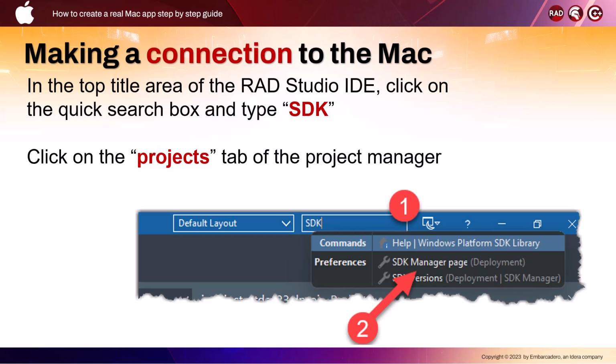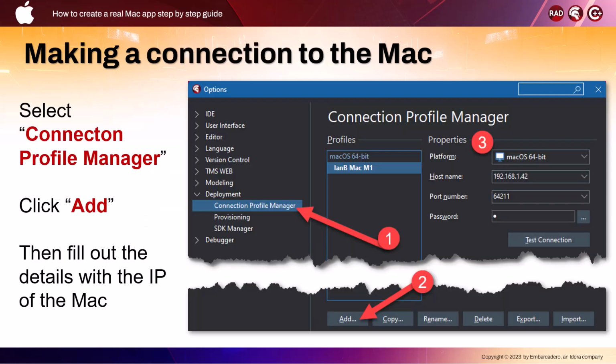So swap back to your PC, and then in the search bar at the top there, type in SDK. This is the easiest way to find it, and click on enter. You'll get a little drop down of different commands. You want the SDK manager page. That will take you here. Click on connection profile manager and click on add.